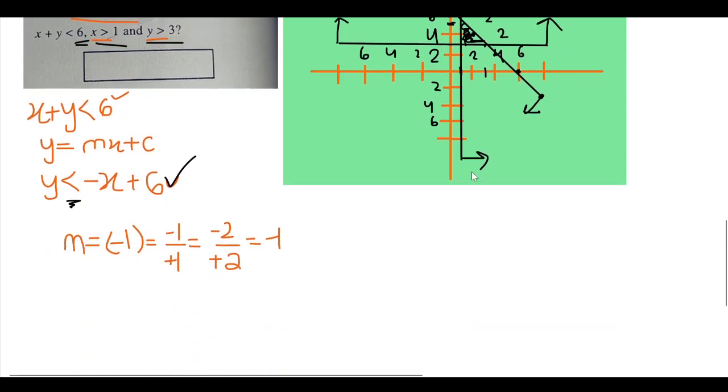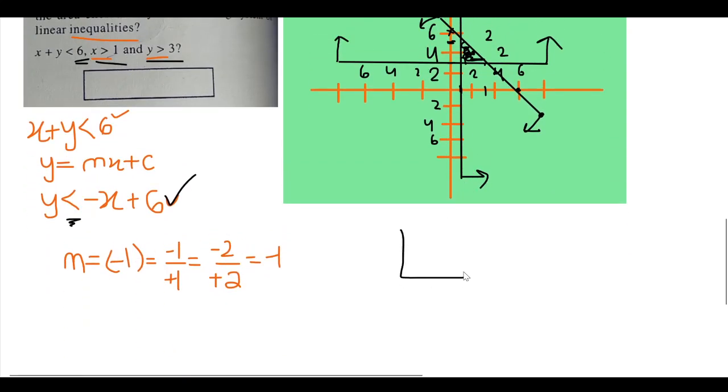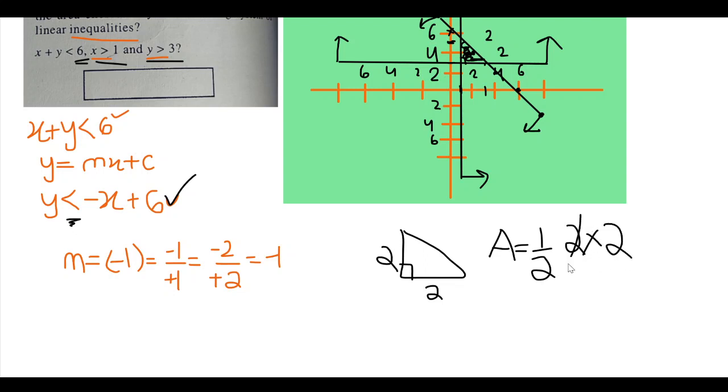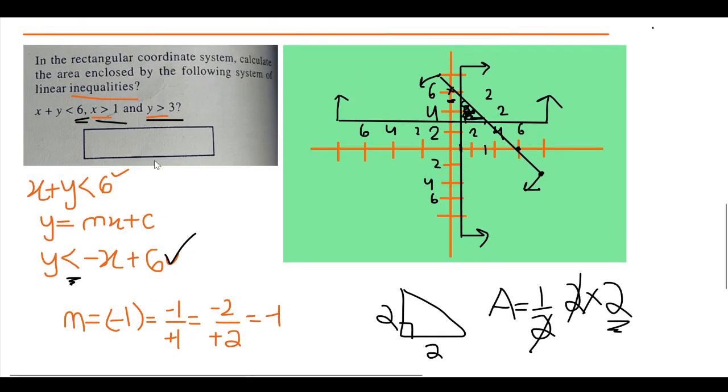So all I'm looking at here is a triangle which has a 90 over here, 2 over here, 2 over here. And all I have to do is find the area, which is going to be half times 2 times 2, and the 2s are just going to cancel. I'm going to be left with 2 as an area. So the area must be 2.